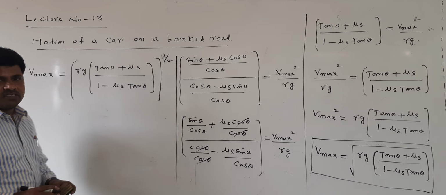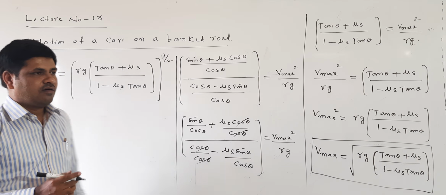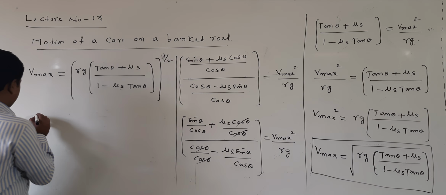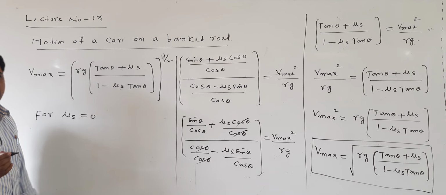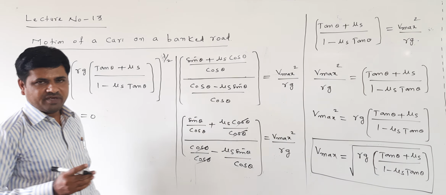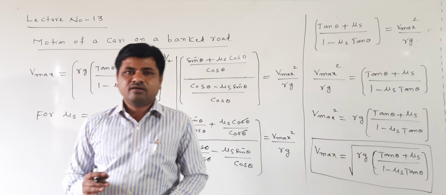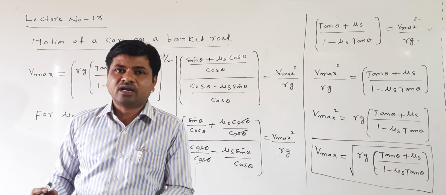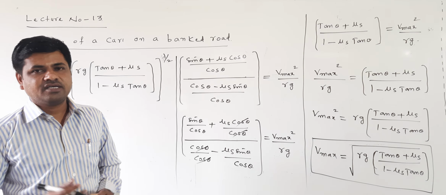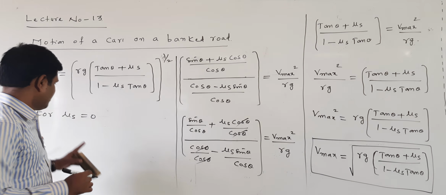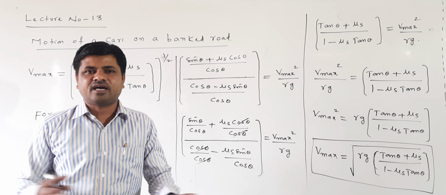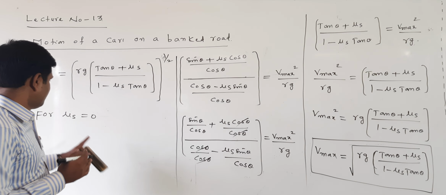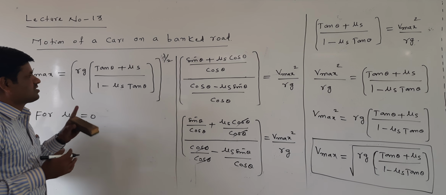Now next we are discussing one case, frictionless surfaces. Frictionless surfaces means the coefficient of static friction is 0. The car is moving on the banking road, but the banking road does not have friction. That is called a frictionless surface, and for frictionless surfaces mu s is equal to 0.